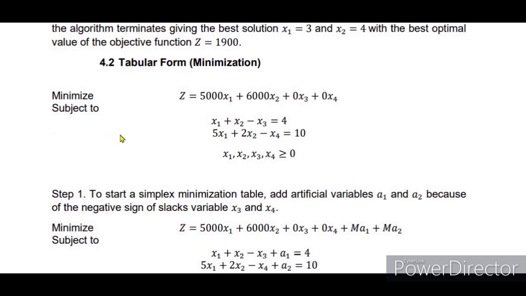So from that problem, we formulate our linear programming model, which is to minimize the objective function z equal to 5,000 x sub 1 plus 6,000 x sub 2 plus the slack variables 0 x sub 3 plus 0 x sub 4, subject to the following constraints: x sub 1 plus x sub 2 minus x sub 3, since this is a minimization the slack variables are negative, equals 4. 5x sub 1 plus 2x sub 2 minus x sub 4 is equal to 10.